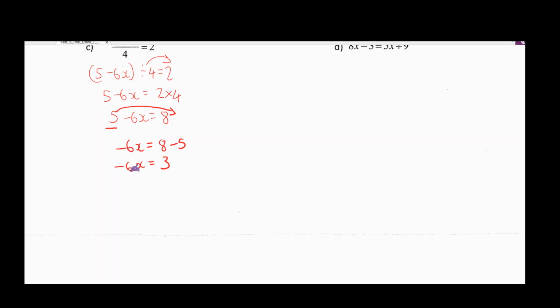Then I need to get rid of this minus 6. So this minus 6 times, I'm going to move it to the other side, it's going to become divide, so x equals 3 divided by minus 6. x equals 3 over minus 6 is minus a half.